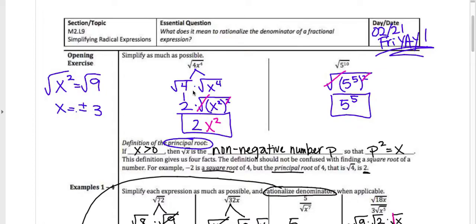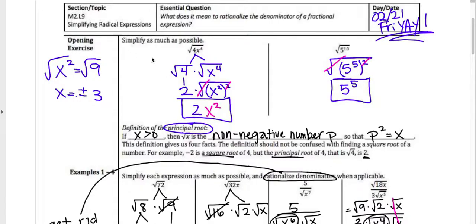So today's lesson was simplifying radical expressions, and so what I want you to think about is what it means to rationalize the denominator of a fraction, and we'll get to that on the bottom of this page here. So at the beginning, our opening exercise was really just to simplify these two radicals as much as possible.